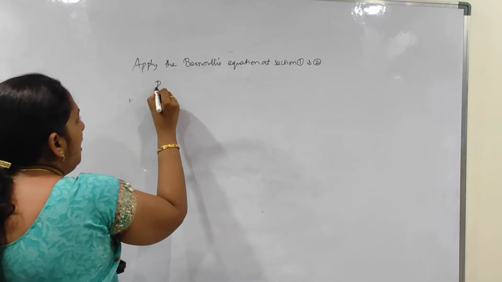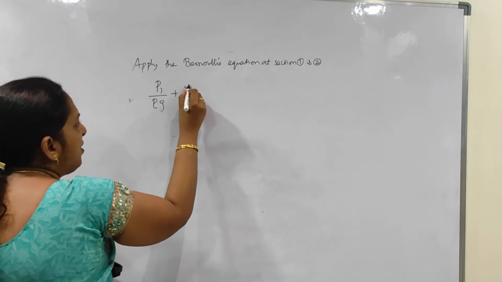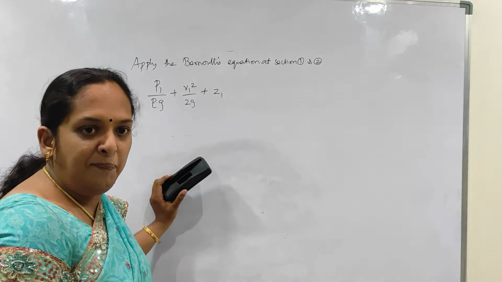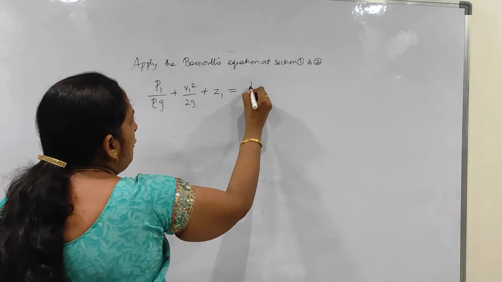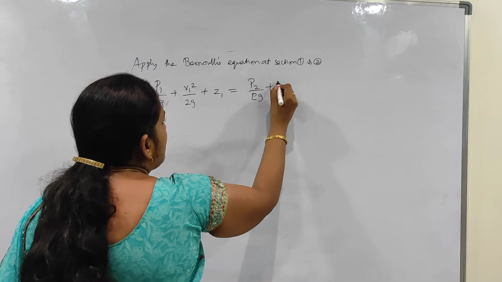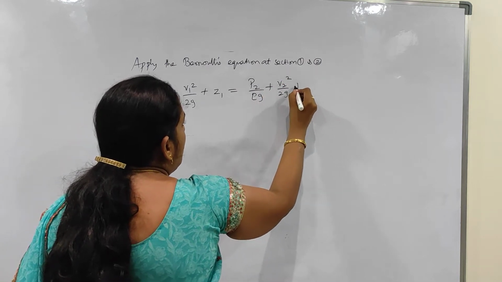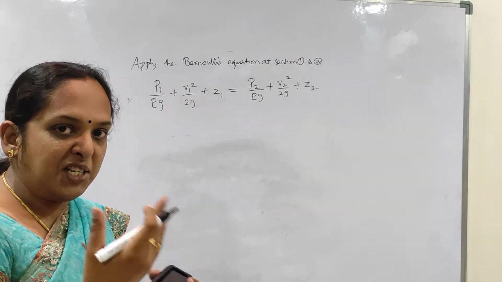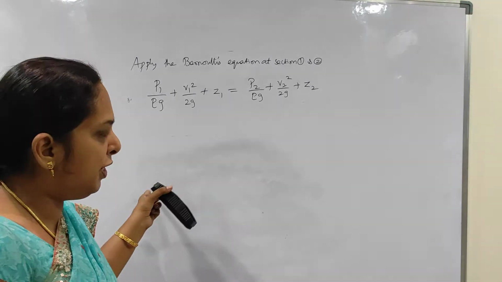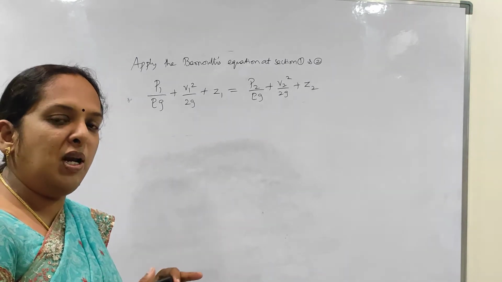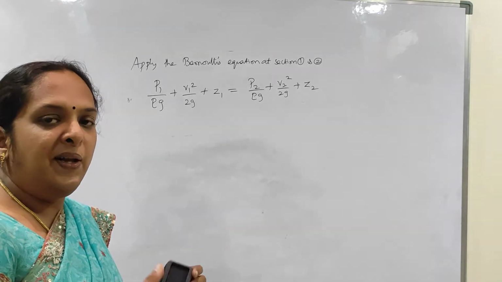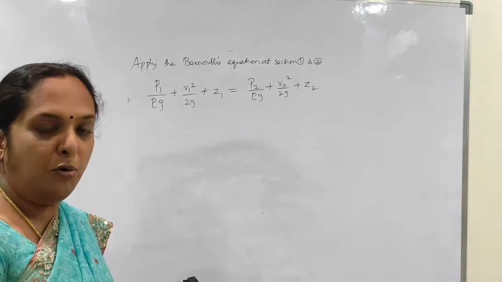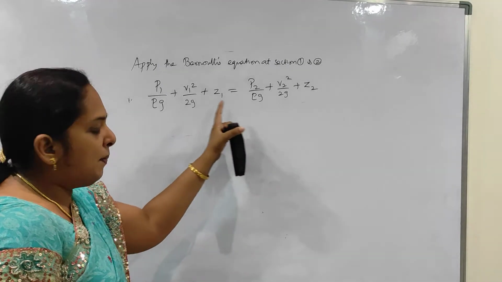Bernoulli's equation: P1 by rho g plus V1 square by 2g plus Z1, where 1 shows that it is at section 1, is equal to P2 by rho g plus V2 square by 2g plus Z2. Here we are not considering the head loss. Only in the case of a real fluid do we consider the head loss. I already told you that this Bernoulli's equation is purely based upon an ideal fluid, where there is no viscosity, it is incompressible and there is no friction loss, and therefore there is no loss of energy. So this is your Bernoulli's equation.